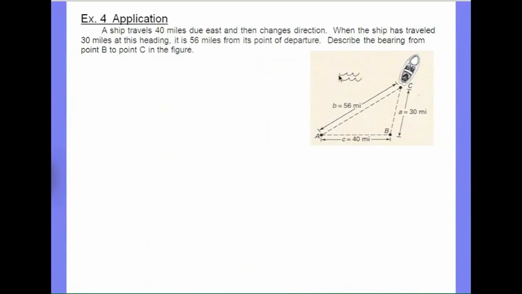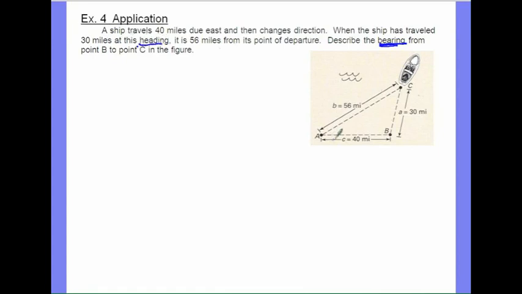On number 4, you've worked with bearing a little bit. So I'll read through this one and we'll talk about the bearing on this problem. A ship travels 40 miles due east. So here we go. The ship started at point A. It went 40 miles due east. Okay. And then it changes directions. When the ship has traveled 30 miles at this heading, that just means that it's new direction.